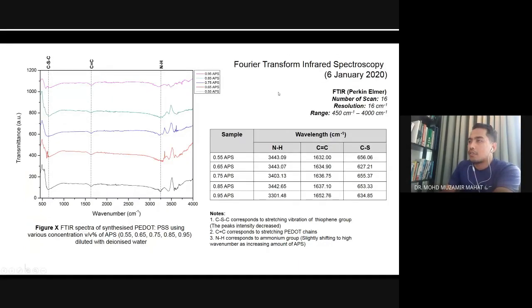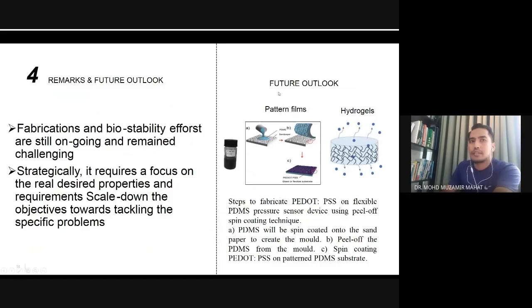This is the FTIR result, and some future remarks and future outlook. Fabrication and the biostability, sorry, there is a typo. Efforts are still ongoing and remain challenging. Strategically, it requires a focus on the real desired properties and requirements, scaling down the objective towards tackling a specific problem. So we were thinking to produce more film, maybe this time with the pattern part.